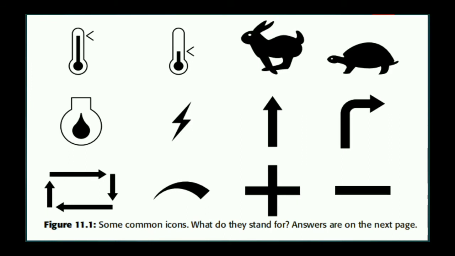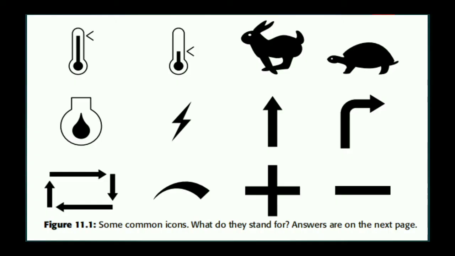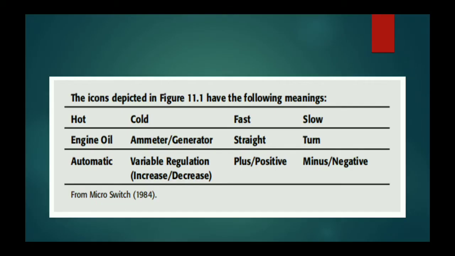The next icon is a variation. Okay, you can increase something, you can decrease. You can display some kind of variable regulation. So increase and decrease. The next is plus and the next is minus. Plus can be termed as the positive, the minus can be termed as the negative. Okay, so these are some icons and their meanings we have shown. All the icons are having different meanings to them.